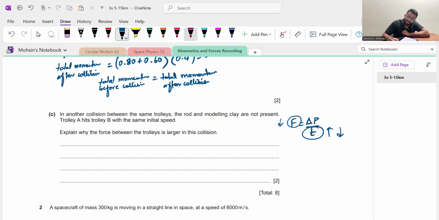If there is less time, when there is no rod and no clay, they will collide directly without the delay and take less time. So less time will cause more force, because of this formula: force is the rate of change of momentum. It is in the topic of momentum.